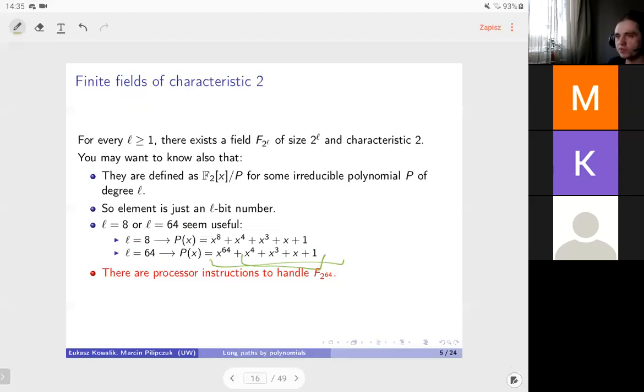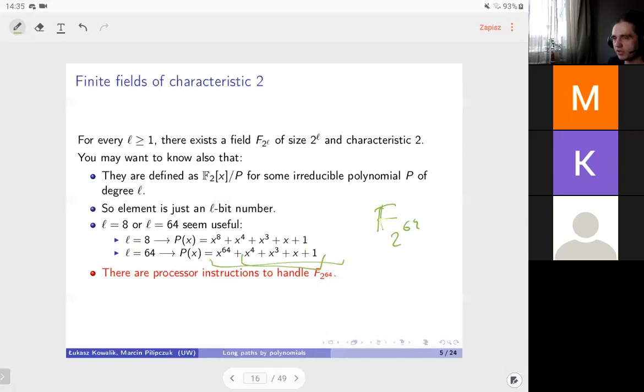Actually, there's one processor instruction to multiply these things and a few relatively simple bit shifts to take things modulo this polynomial written here. So implementing the field F 2 to the 64 is actually not that difficult. I mean, you need to think for a while and learn a few processor instructions, but it's not very difficult to implement operations on this field.